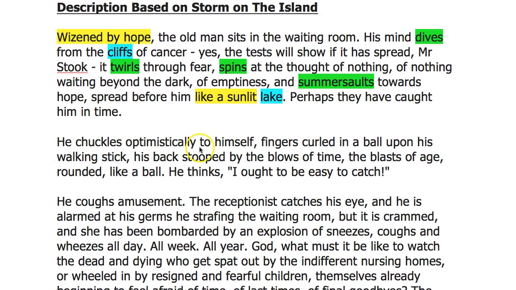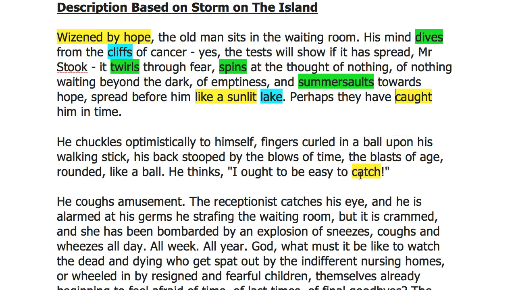He chuckles optimistically to himself, fingers curled in a ball upon his walking stick, his back stooped by the blows of time, the blasts of age, rounded like a ball. He thinks, I ought to be easy to catch. And I've got a little joke running through this just for my own amusement, really, but I like this sort of writing. So he was thinking about catching the cancer in time before it spreads, and that's what he's meaning here.